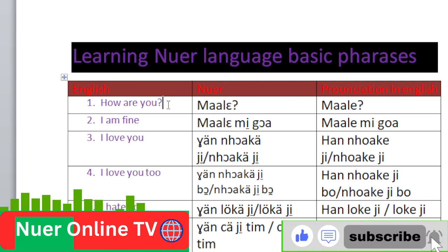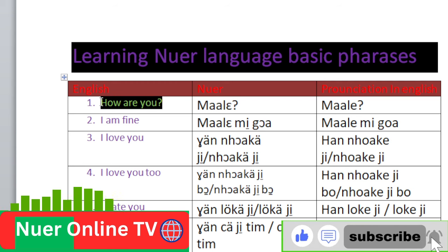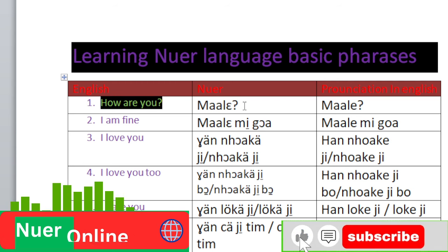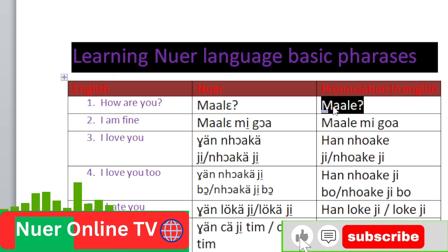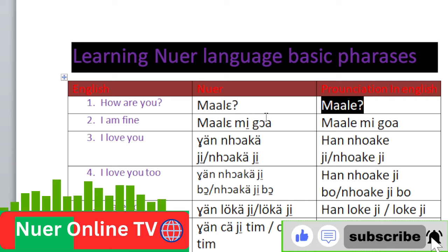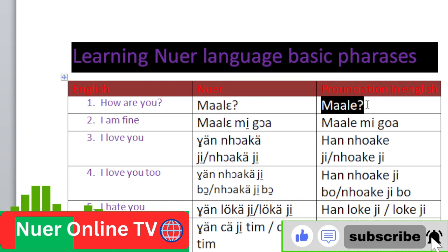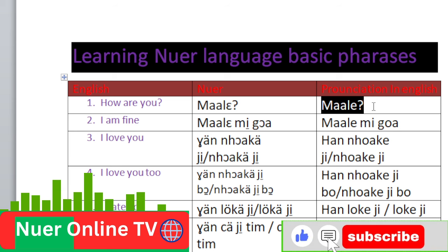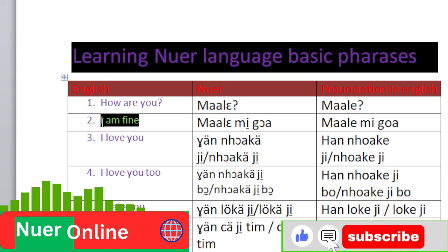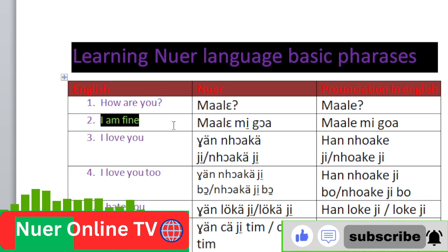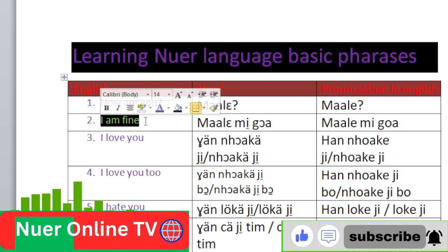Okay, we can start. How are you? How are you is a form of greeting. In Nuer we say it Male. That is number one. How are you? You can simply say it in the Nuer language, Male.